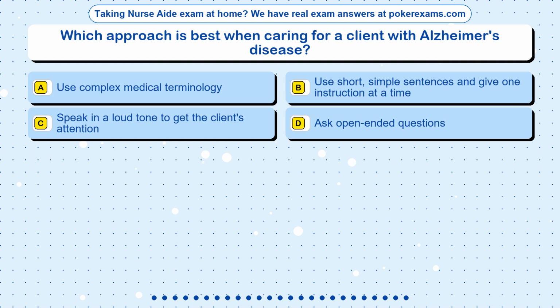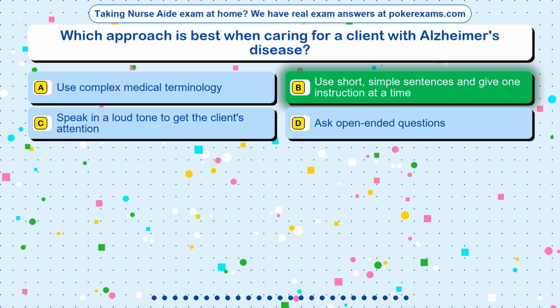Question 22. Which approach is best when caring for a client with Alzheimer's disease? Option A. Use complex medical terminology. Option B. Use short, simple sentences and give one instruction at a time. Option C. Speak in a loud tone to get the client's attention. Option D. Ask open-ended questions.